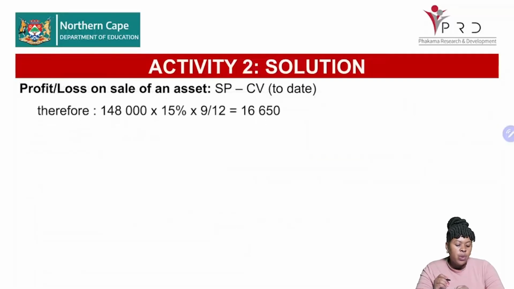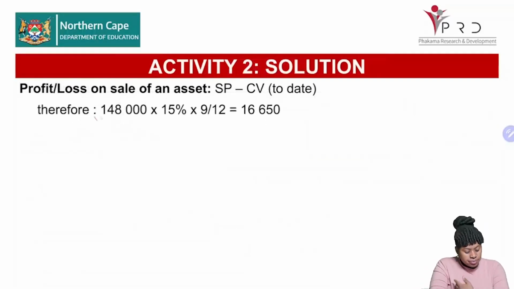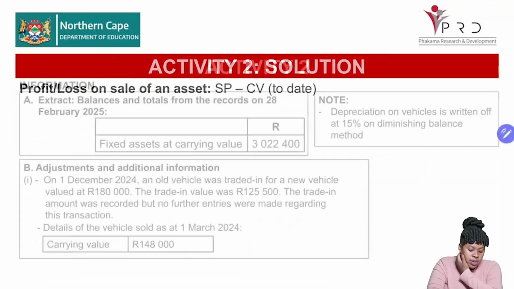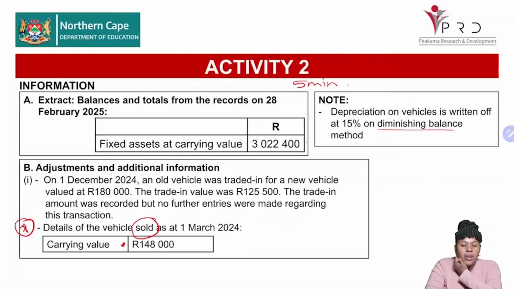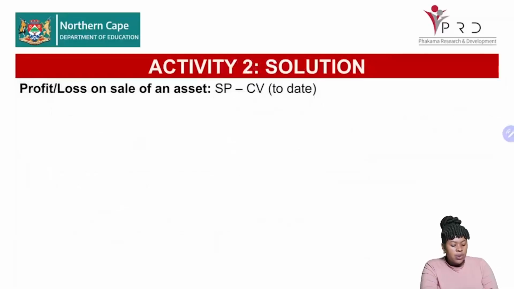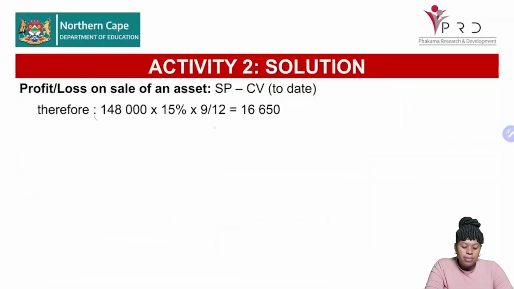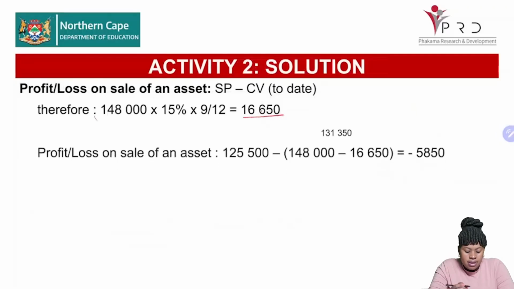Okay, so therefore we are going to say the 148,000. Where am I getting the 148,000? It's given to me here. Do you see that is the carrying value that's given to me? So be very careful when you are reading the information. Okay, so 148,000, the carrying value is given. So then I will simply just say multiplied by 15 multiplied by 9/12. That gives me 16,650. That is the depreciation for this current date or currently.